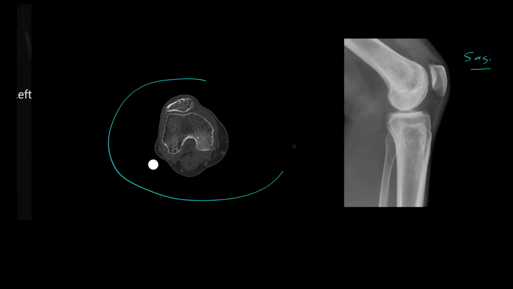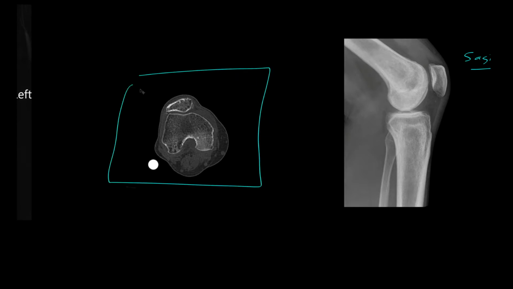Here is a slice, which we saw before in our introductory video. This is a slice, I think it's actually from an MRI, but this is a transverse plane slice of the knee joint.